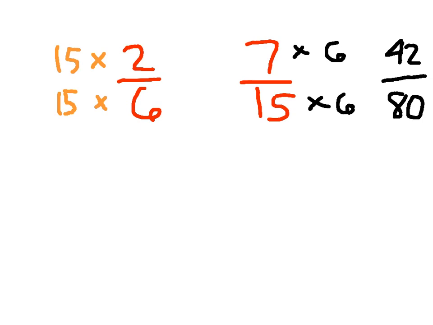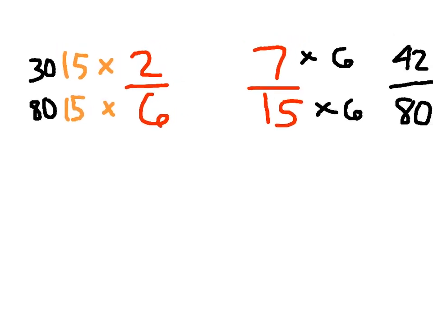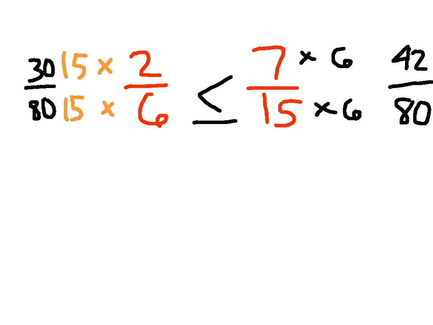15 times 6 still is 90. And 15 times 2 is 30. So 2/6 is equivalent to 30/90. And 7/15 is equivalent to 42/90. And since 30 is less than 42, 2/6 is less than 7/15.